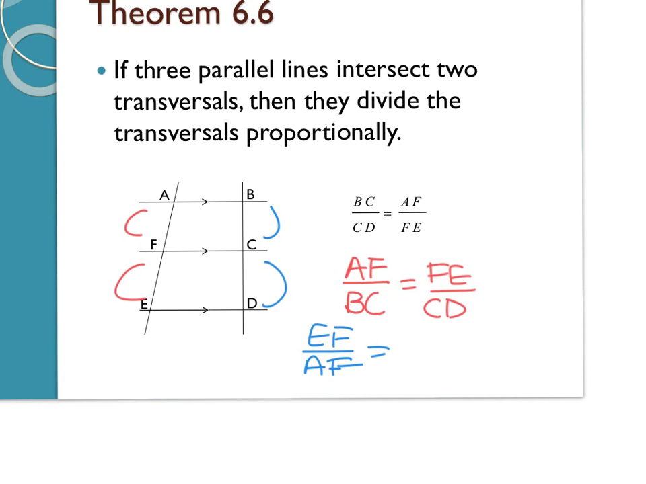So I'm going bottom to top on the left-hand side. What would be bottom to the top on the right-hand side? Good. DC over CB. So I can go left, right, right, left, bottom, top, top, bottom. I just can't crisscross. Like I can't say AF over CD equals BC over FE. That does not work.